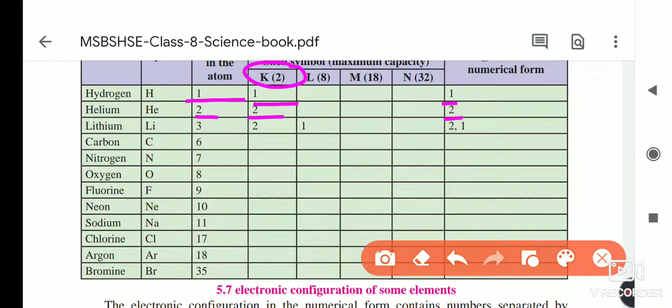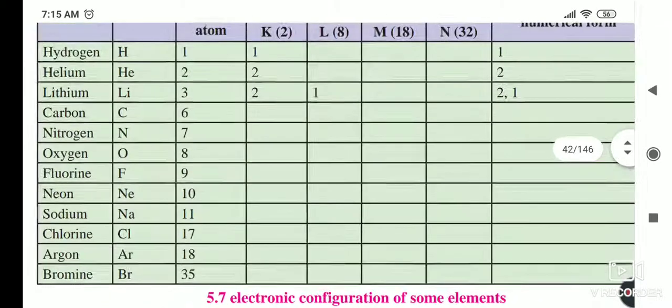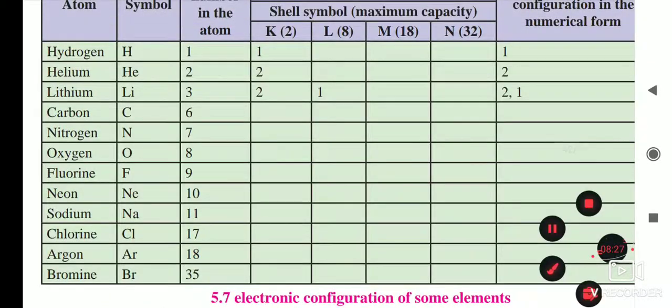Now next is lithium. What is the atomic number of lithium? That is 3. So the first orbit gets two electrons, and the second orbit, that is the L orbit, gets 1 electron. So the electronic configuration is 2 1. Now the remaining we have to complete.